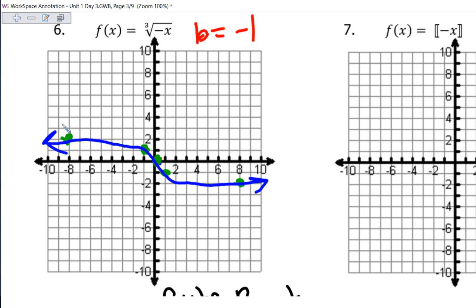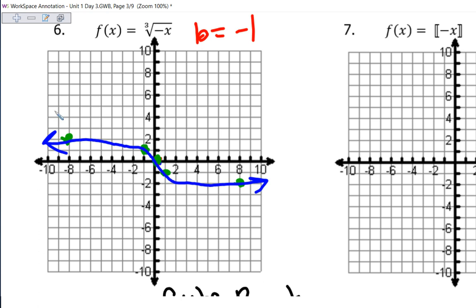Now, what if I had reflected it over the x-axis instead? How would that have changed? This arm, where would it go if I reflect over the x-axis? It would go down here in quadrant 4. And this arm, which quadrant would it go? 2. So what do you notice about the cube root function, if you reflect over the x-axis or you reflect over the y-axis? Yeah, it did the same thing. We produced the same graph there.